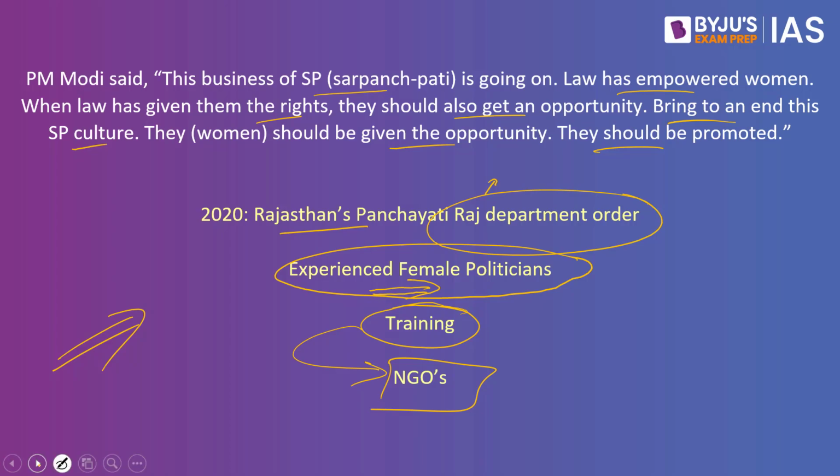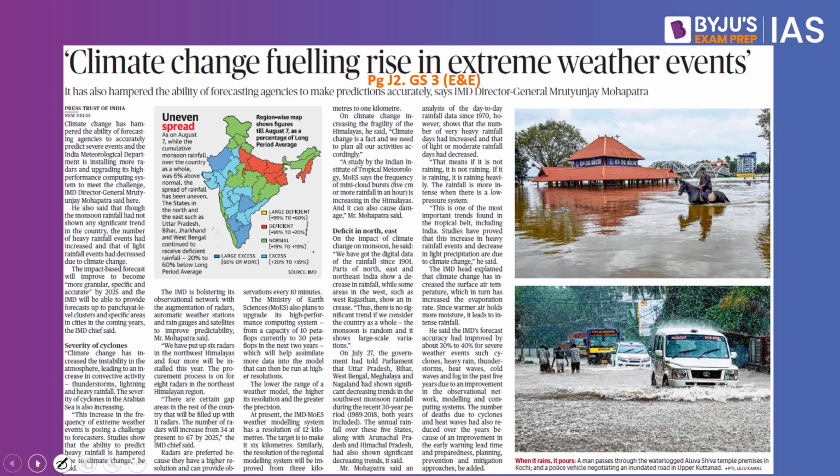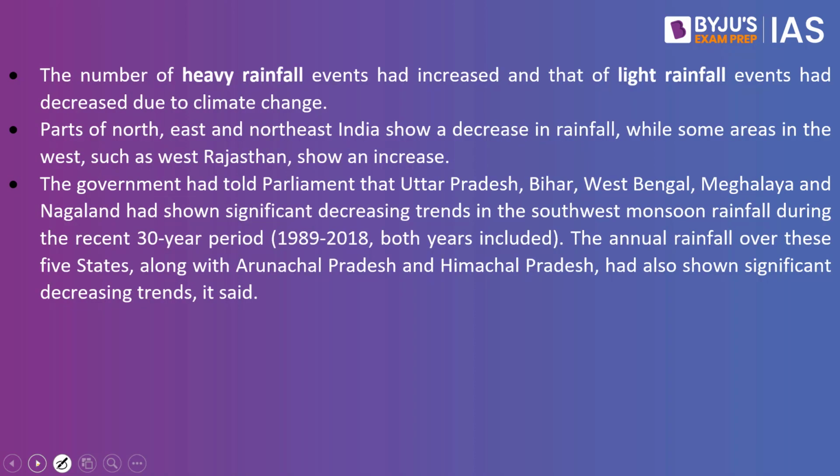Now let's look into the next article. This article says climate change is fueling a rise in extreme weather events. This article goes on to say that because of climate change, a number of forecasting agencies have not been able to accurately predict severe events. We have the Indian Meteorological Department. We also have a number of other organizations as well. These organizations are not able to predict because of the vagaries of climate change. So this article currently focuses on the rainfall.